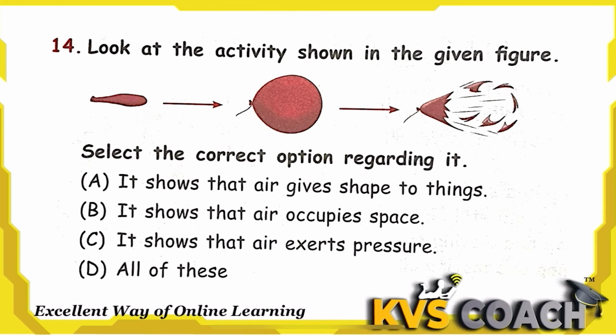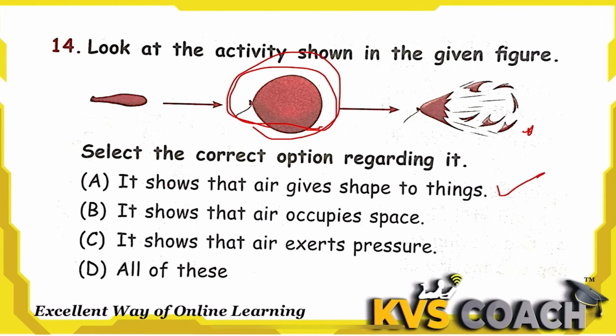Next is look at the activity shown in the given picture. Select the correct option regarding it. As you can see, balloon, we blow air, then it will get this shape. And if we put more and more air, then it will inflate. So select the correct option regarding it. It shows that air gives shape to things. Option A, yes, this is right. It is giving the shape.